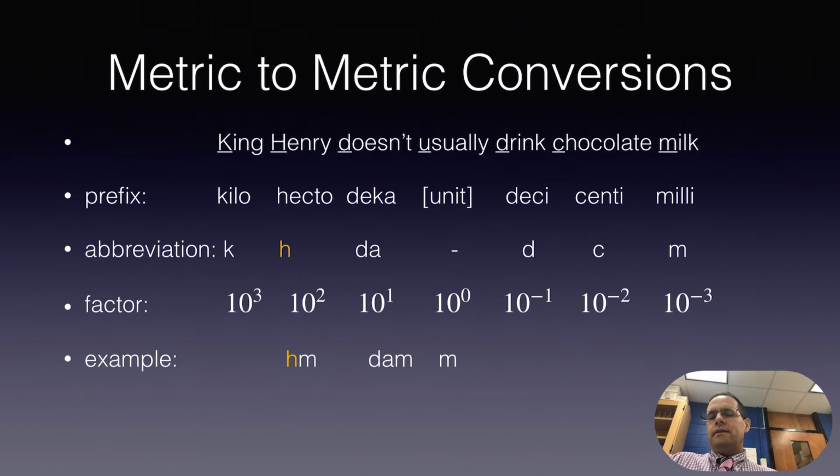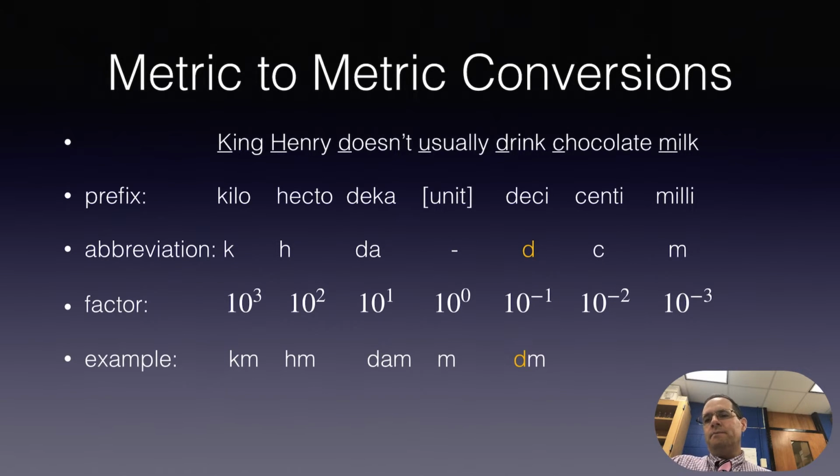Hectometer is HM. Kilometer, we are very familiar with. We don't pronounce it kilometer, but basically that's what it is, kilometer, okay? So those are larger units. A kilometer is 1,000 meters. A hectometer is 100 meters, and a decameter is 10 meters, okay?